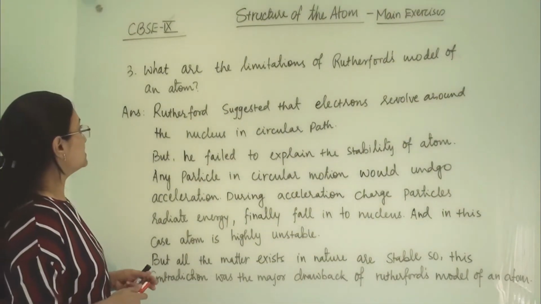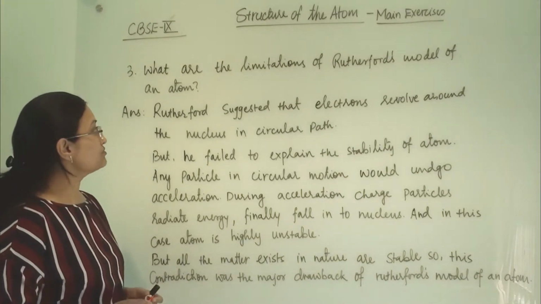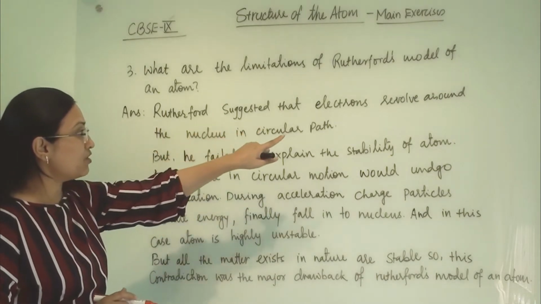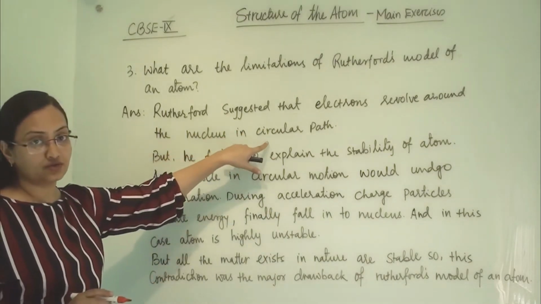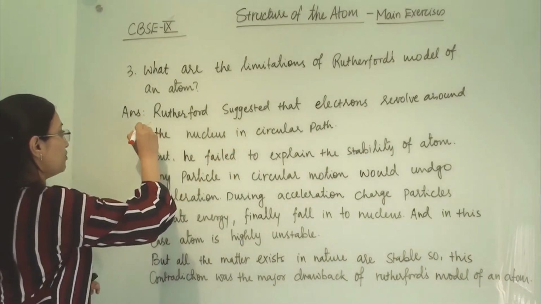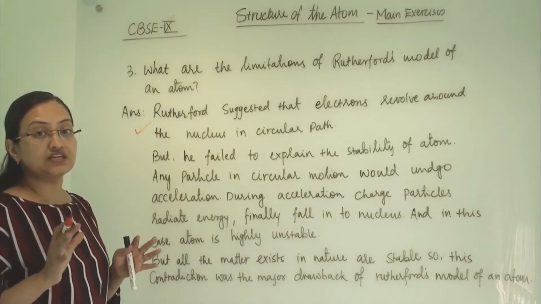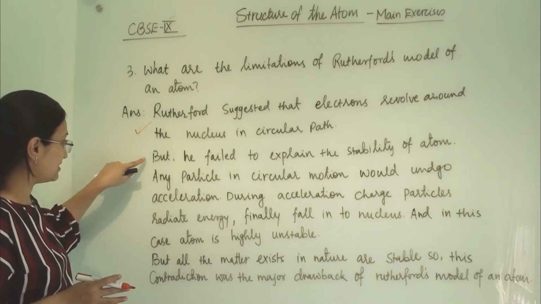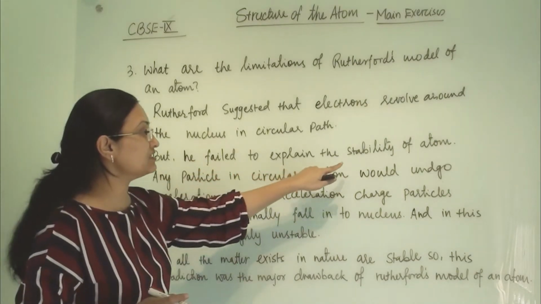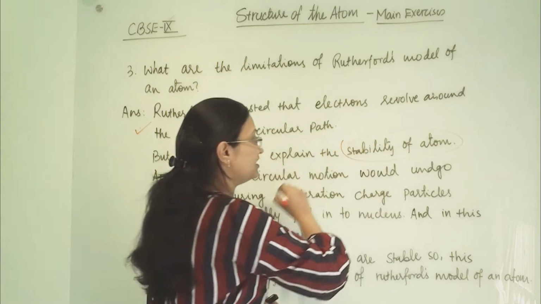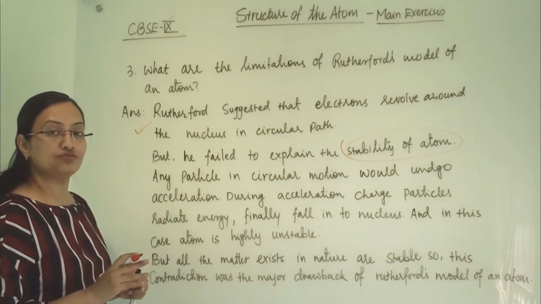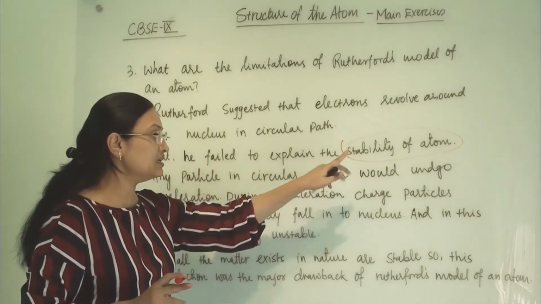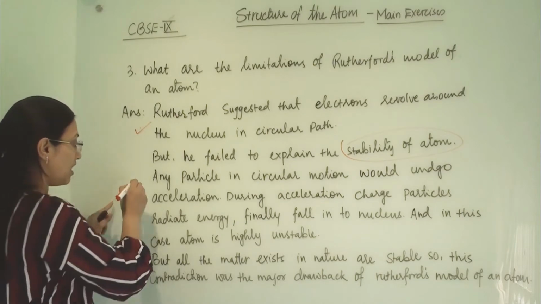Our next question is, what are the limitations of Rutherford's model of an atom? Rutherford suggested that electrons revolve around the nucleus in a circular path. This is what he suggested after his gold foil experiment. Now from here our real answer starts: he failed to explain the stability of the atom. This was the major drawback of Rutherford's model. Now how has this happened?